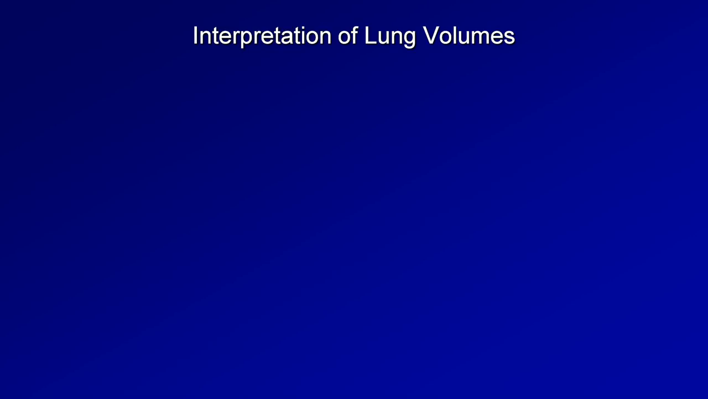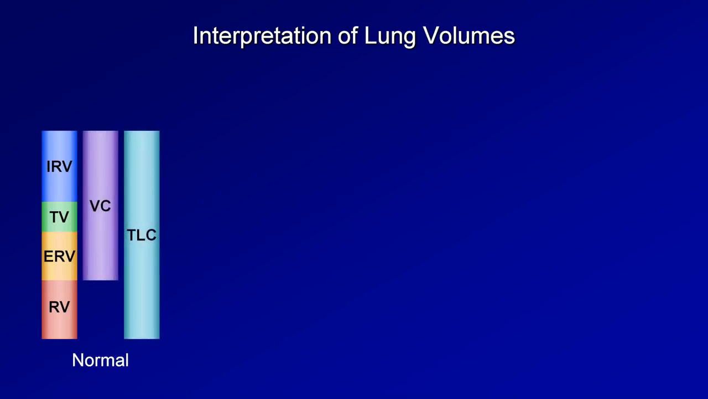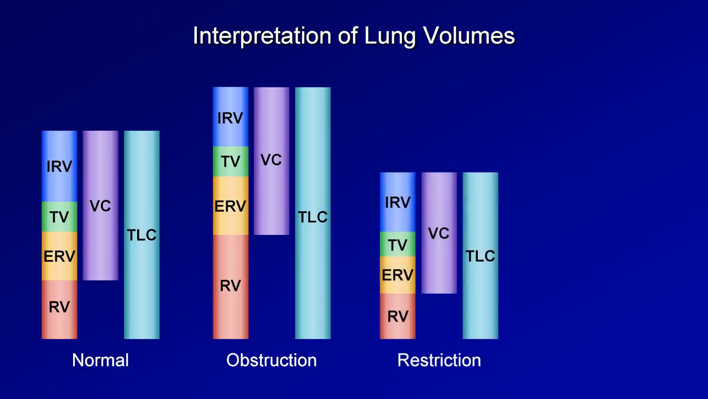Here is how the 4 individual lung volumes break down for some categories of lung disease. For comparison, here's a normal patient's volumes with the vital capacity, or FVC, and the TLC. In typical obstructive lung disease, the residual volume is greatly increased, while the other volumes remain about the same. Therefore, the vital capacity is also about normal, while the total lung capacity is often increased. In restrictive lung disease, all of the lung volumes are reduced, resulting in both a reduction in vital capacity and TLC.